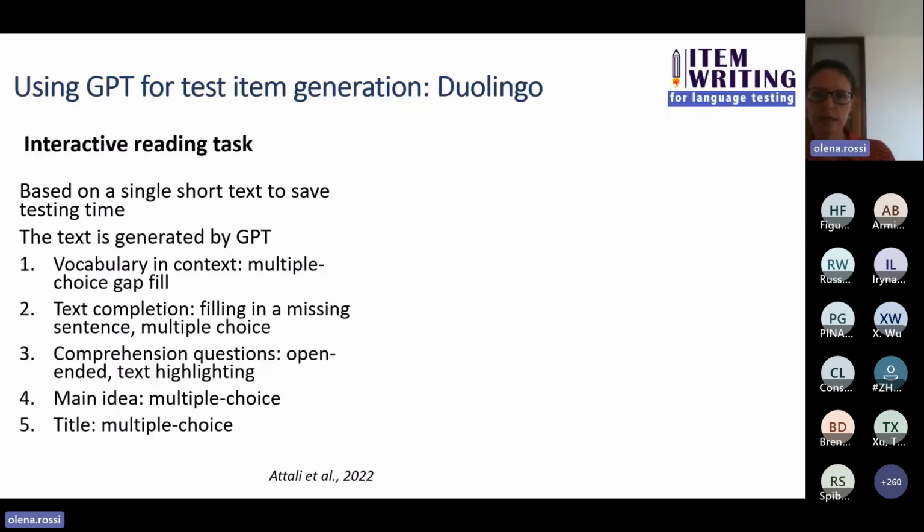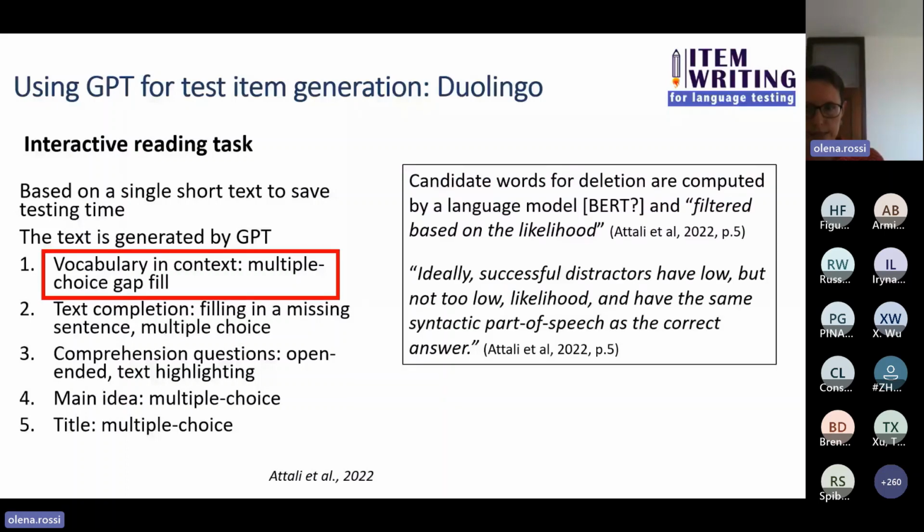The vocabulary and context task is based on the first part of the text passage, and it is a multiple choice one-word gap fill. After the text was produced, the Duolingo team use a large language model to identify candidate words for deletion. Their colleagues whose information I use to describe this task do not specify what language model they use, but I assume it is BERT. If there is anyone from Duolingo here in this webinar and I am wrong, please correct me.